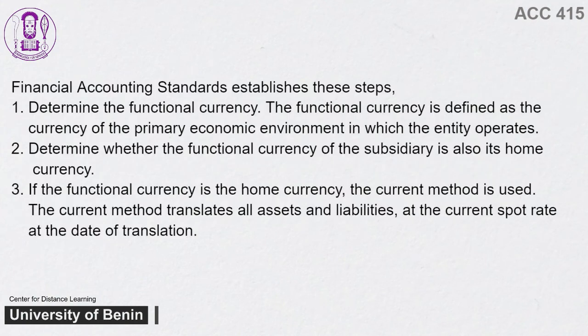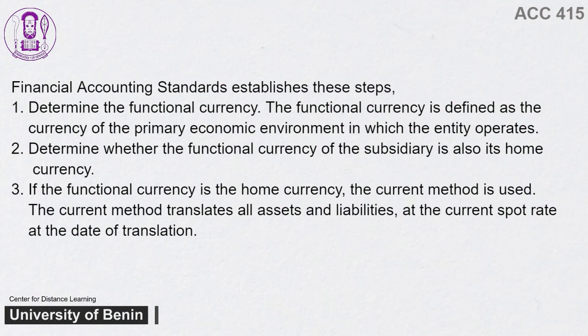Financial accounting standards establish these steps. 1. Determine the functional currency. The functional currency is defined as the currency of the primary economic environment in which the entity operates. 2. Determine whether the functional currency of the subsidiary is also its home currency. 3. If the functional currency is the home currency, the current method is used.